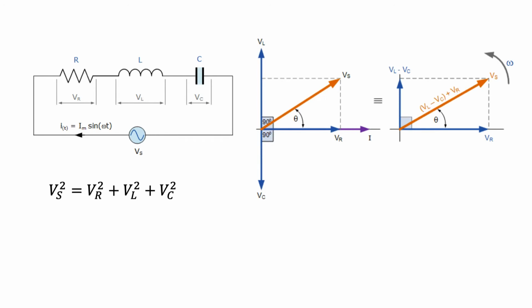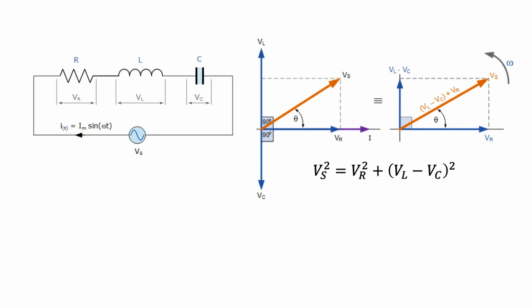What about the phase angle of the source voltage? Since the phasor for the capacitor voltage and inductor voltage are 180 degrees out of phase, the sum of these two voltages is just VL minus VC. Thus, we can rewrite the expression for the source voltage to that shown. We can then determine the phase angle to be the angle between the phasor describing the sum of the capacitor and the inductor voltages, and the phasor describing the resistor voltage. The phase angle is then the inverse tangent of (VL minus VC) divided by VR.